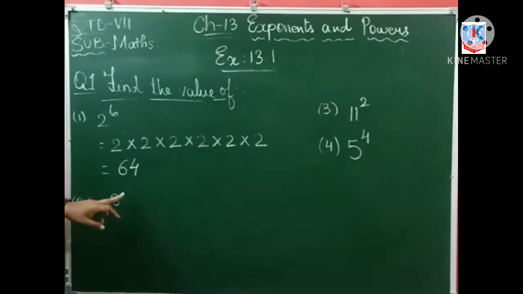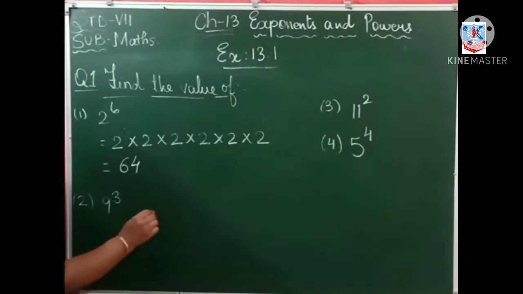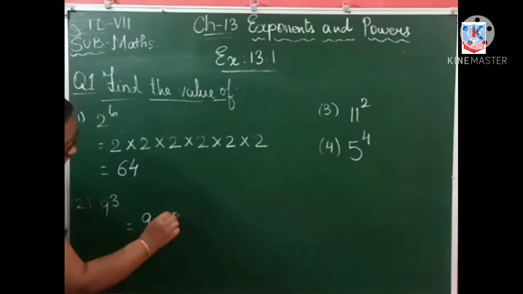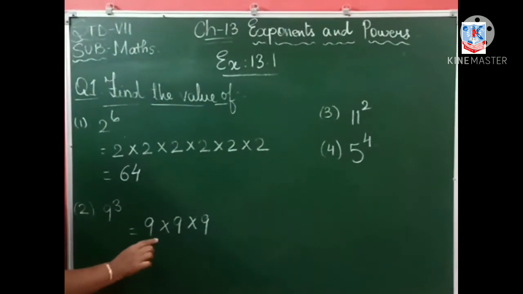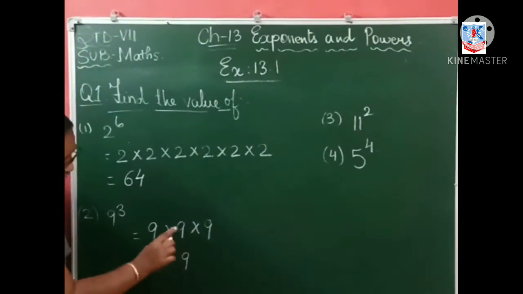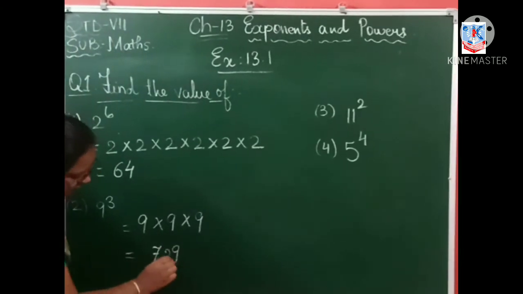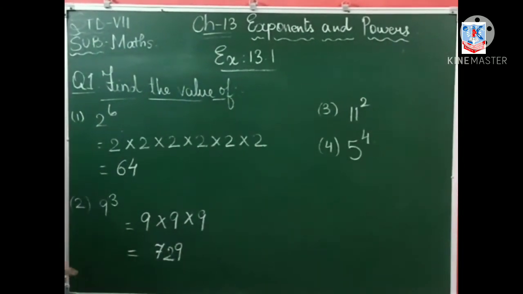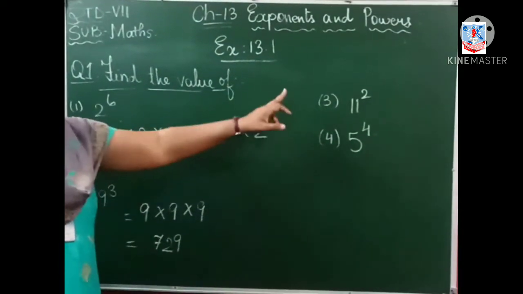Next, 9 raised to the power 3. That means 9 is to be multiplied 3 times: 9 into 9 into 9. So 9 nines are 81. 81 into 9: 1 nine is 9, 8 nines are 72. Our answer is 729. Now 3 and 4, this is your homework.